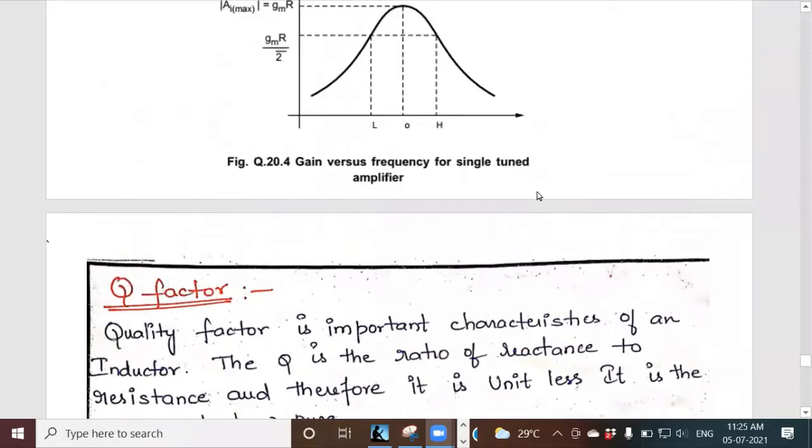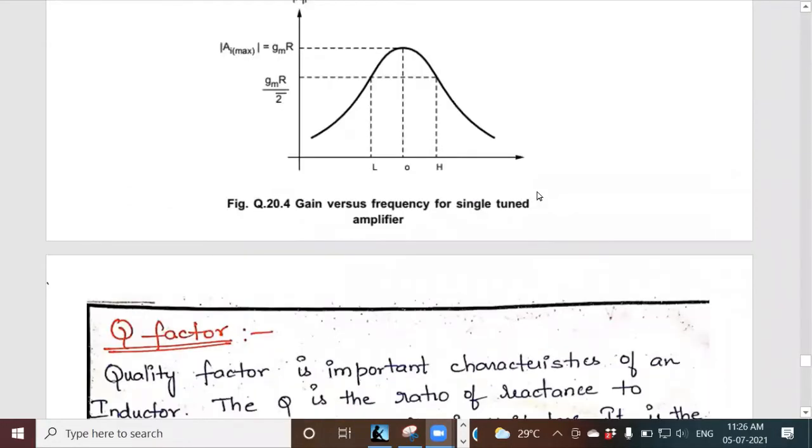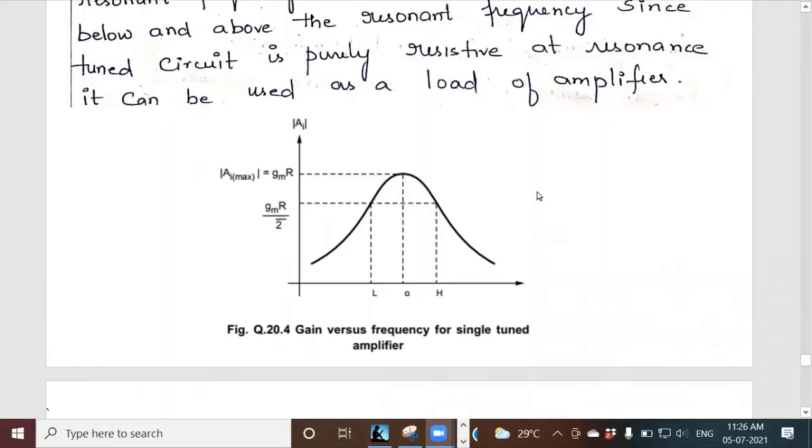But when we want to selectively amplify, what is the idea? Resonance. At one particular frequency, you have the impedance either minimum or maximum, depending on whether it is series resonance or parallel resonance respectively, isn't it? Series and parallel resonance, you know very well.